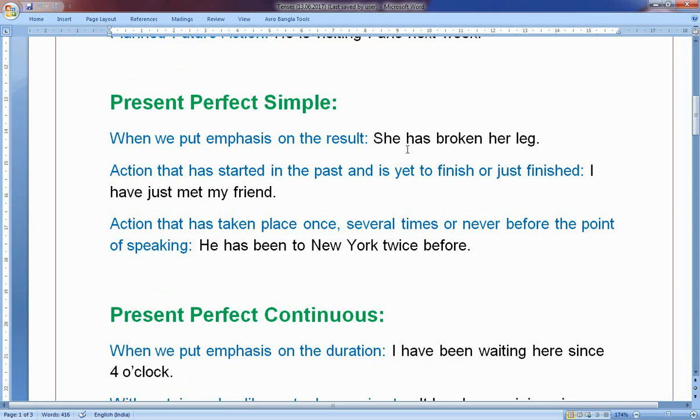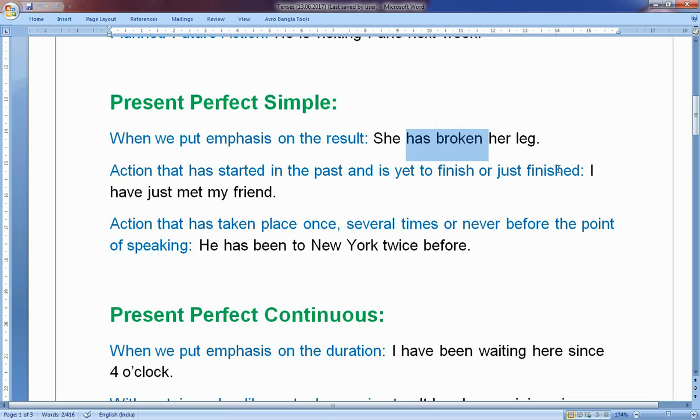Moving on to the present perfect simple. It has two keywords: has for singular and have for plural. Once again, three places where they are used. Firstly, when we put emphasis on the result. Example, she has broken her leg. What is the result of her action? That she has broken her leg. That is the ultimate result.